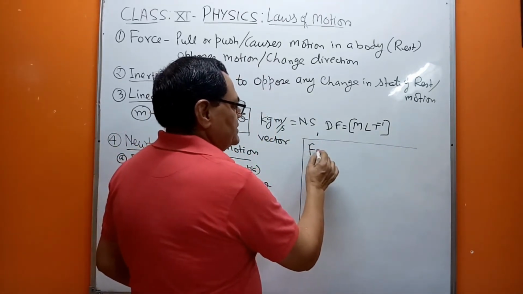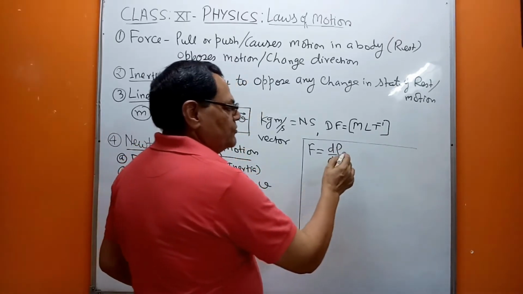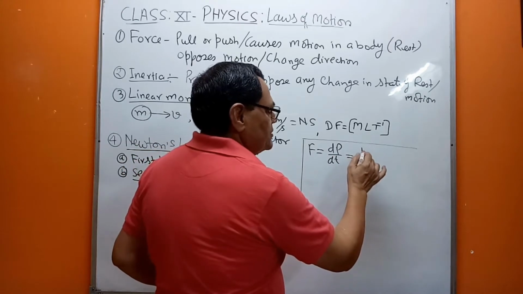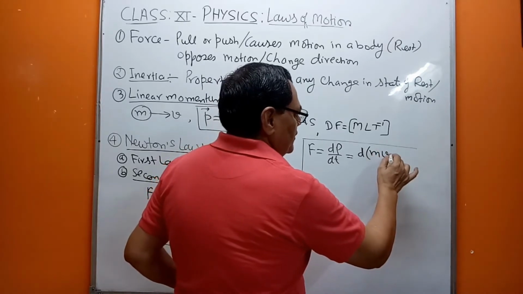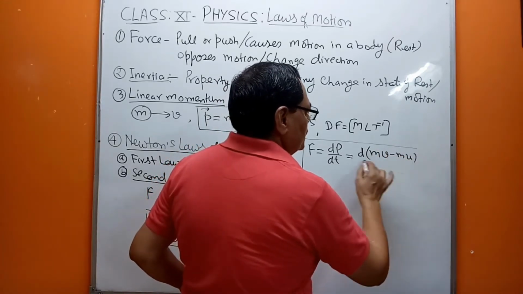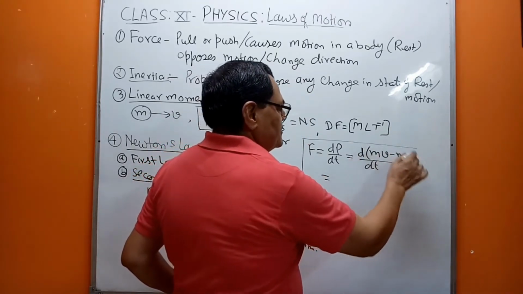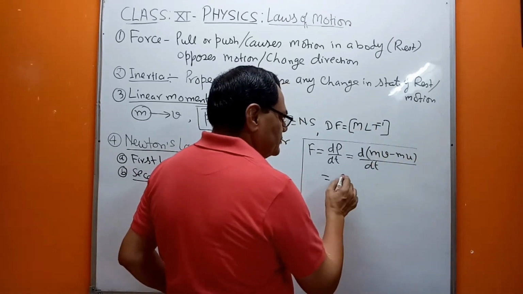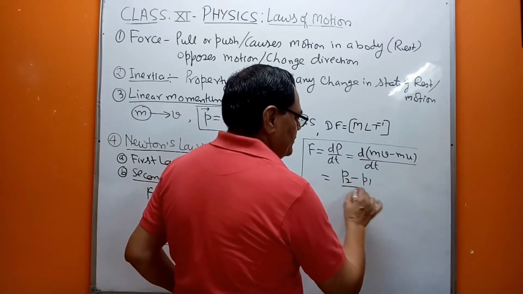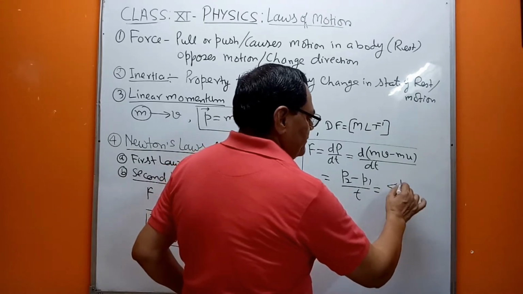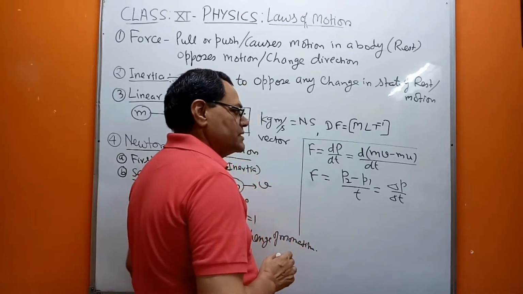As we say, F is equal to dp upon dt, right? When time is very small, this change in momentum you can simply say as dmv minus mu upon dt. This is a small change in momentum. So in short we can say p2 minus p1 upon t, or even delta p upon delta t for the smaller time. So F is equal to this as well.